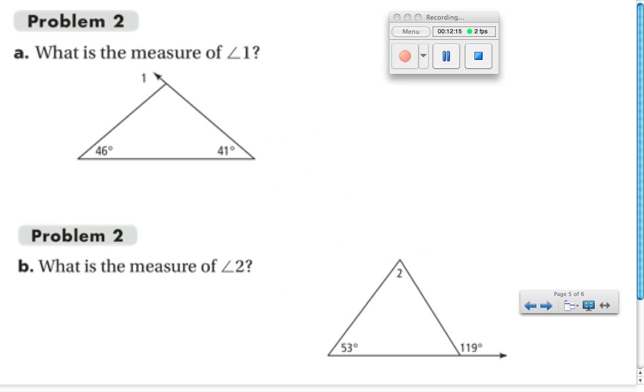In the interest of time, I'm going to skip over that your turn momentarily. If we have time at the end, time permitting, I'll be happy to address that. I do want to make sure that I'm addressing the problems that are like what you're going to see in your homework. In problem 2, I'm asked for the measure of angle 1.